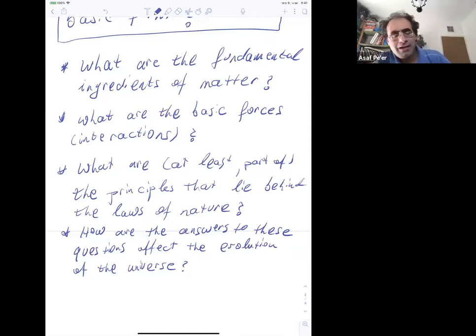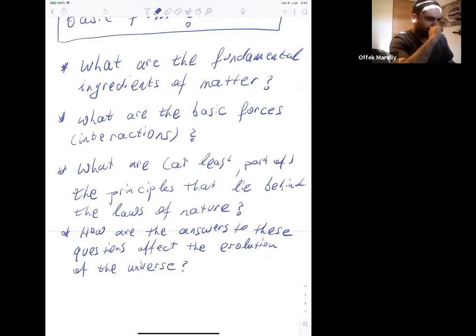So when you think of it in that sense, the particles, the ingredients of matter, are not even the main subject. They're just a tool for us to study and understand the basic principles of nature. Okay, you all with me? Okay, very good.